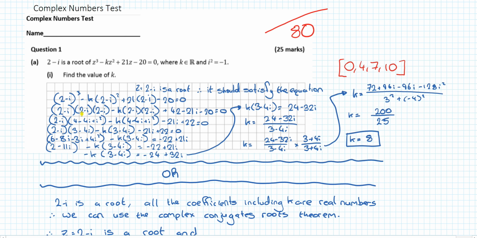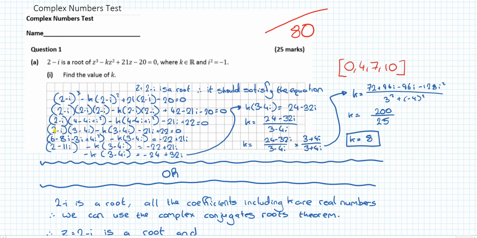I slowly start to multiply these three brackets out. I do the last two first, so 2 by 2 is 4, 2 by minus i is minus 2i, minus i by 2 is minus 2i, which gives minus 4i. Minus by minus is plus, i by i is i squared. Remember i squared is minus 1, so 4 minus 1 gives me 3. It's the same for the other pair, 4 minus 1 is 3.